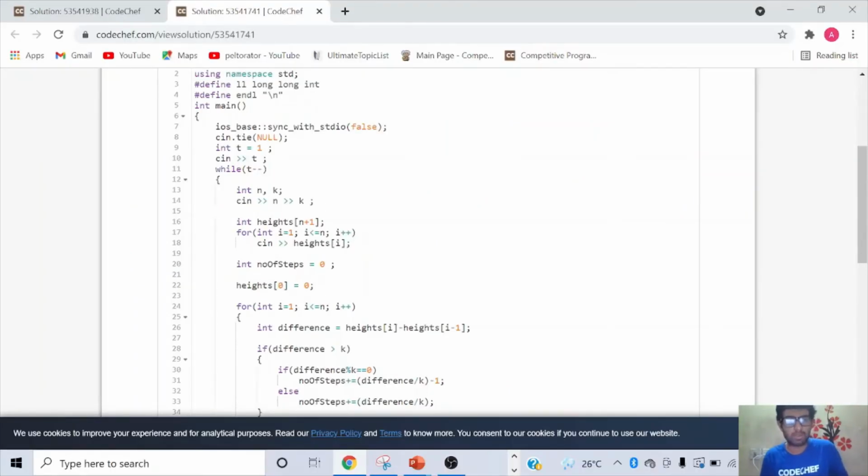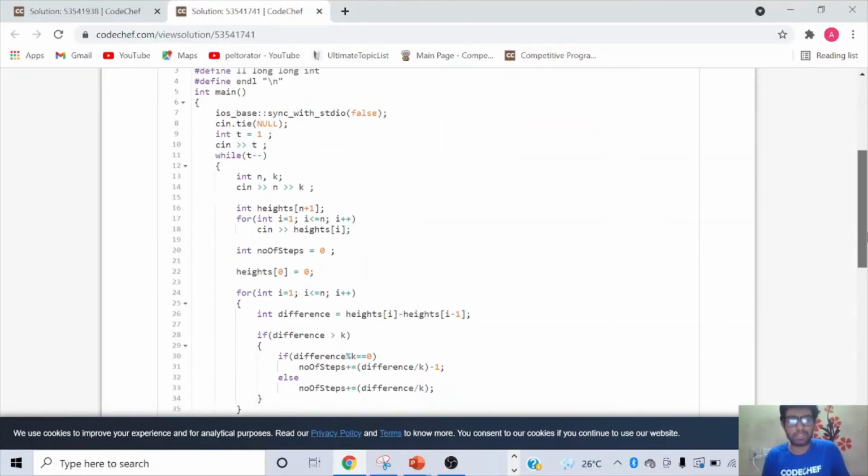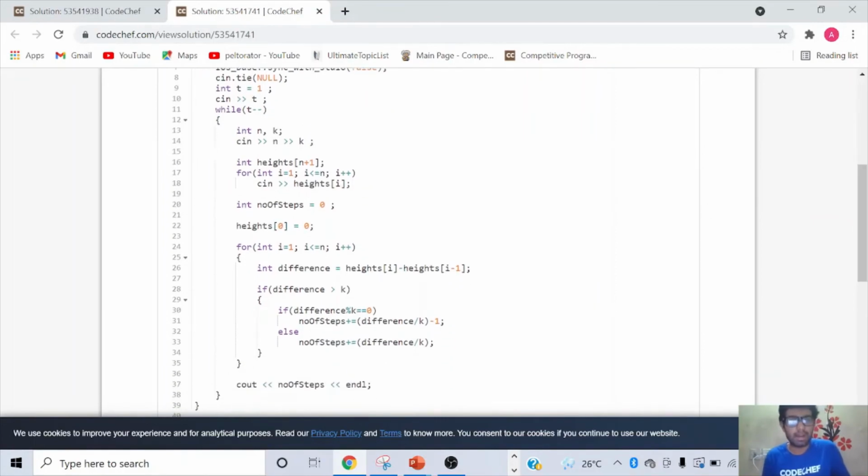Hello everyone, let's look at the code for the approach that we have just discussed. We'll first look at the C++ code. Here, after inputting the heights of the stairs, we initialize a variable number of steps equal to 0. And this is very important. We have heights of 0 equal to 0. If you miss this out, like I mentioned previously, it's a common mistake that many people make. The code will not work. So heights of 0 equal to 0.